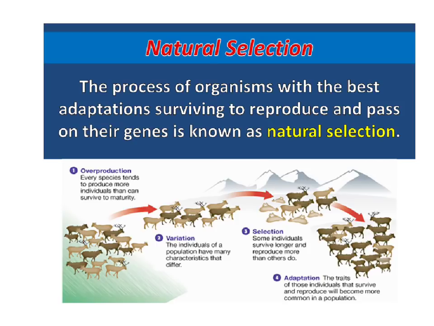So just to refresh your memory, the process of organisms with the best adaptations surviving to reproduce and to pass on their genes is known as natural selection. You need to highlight everything on this slide. That entire definition is on your notes.